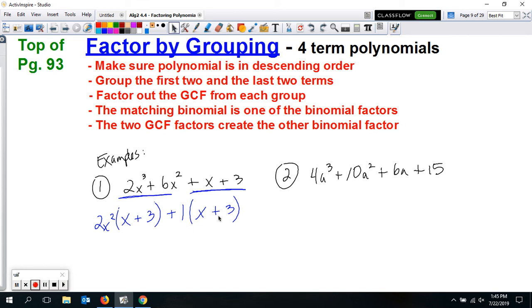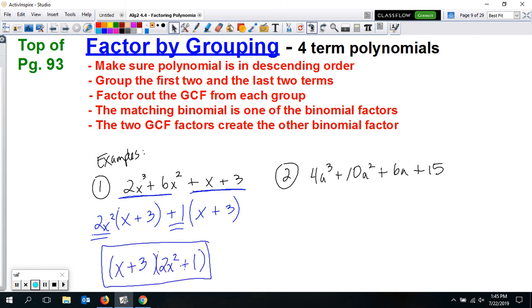So there's your matching binomial. So that's going to be one of your answers. The other answer is going to be coming from right there, those two that got factored out. So those two are going to be one of the binomials, and then your matching one is the other one. So we can say our matching binomial, x plus 3, is one of these binomial factors, and then the other one is what we factored out, the 2x squared plus the 1.